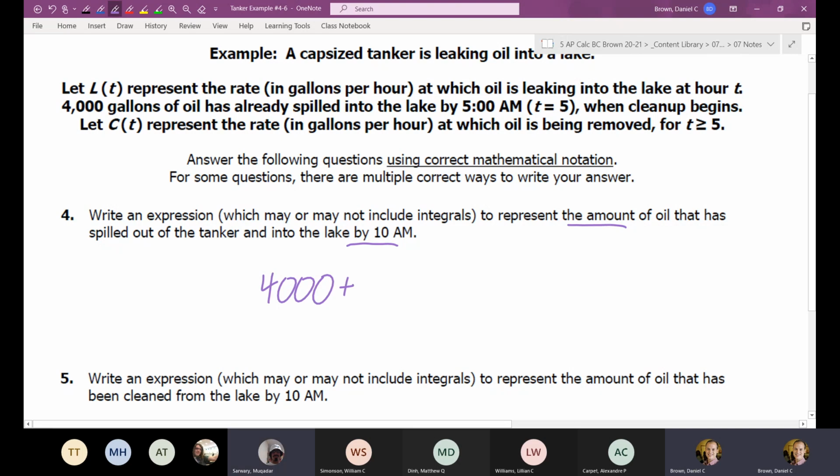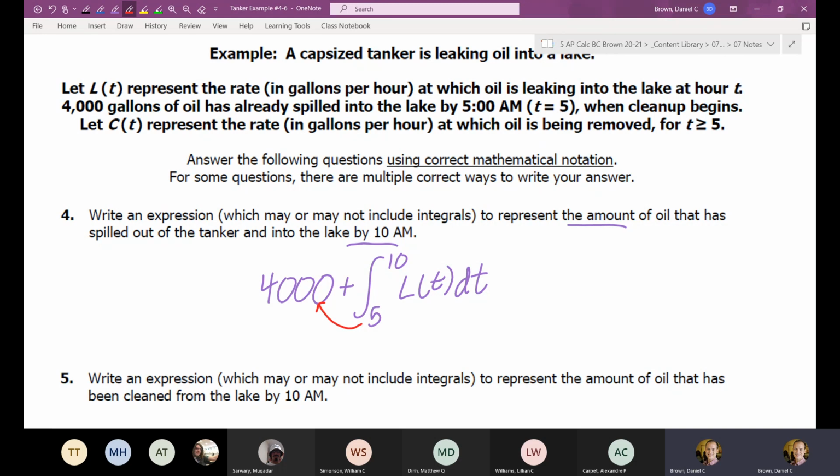And then what comes after that? And then you do like integral of 5 to 10. To 10, and then which function will be integrating? L of t. And then don't forget dt at the end of it. That will be your answer, basically coming from the first fundamental theorem of calculus. So we have the start value plus the integral from where that start value was starting at t equals 5, we had 4,000. And we were trying to find the amount at 10, so that's where we're stopping, and we're integrating L of t.